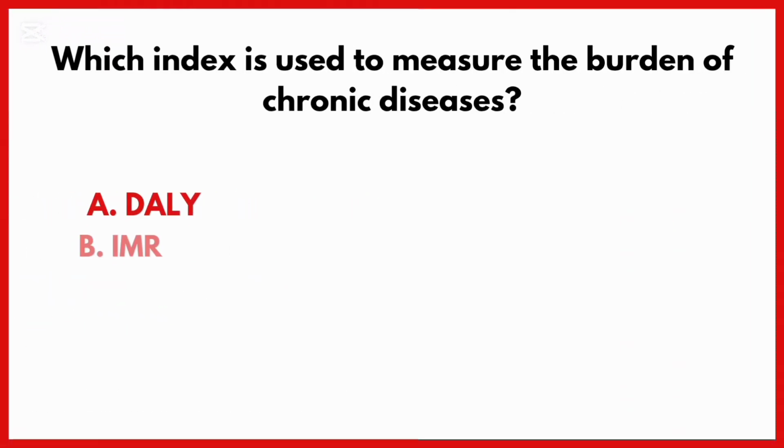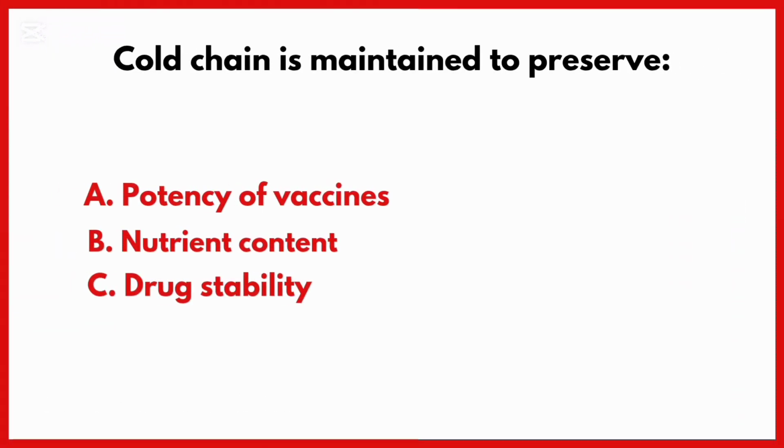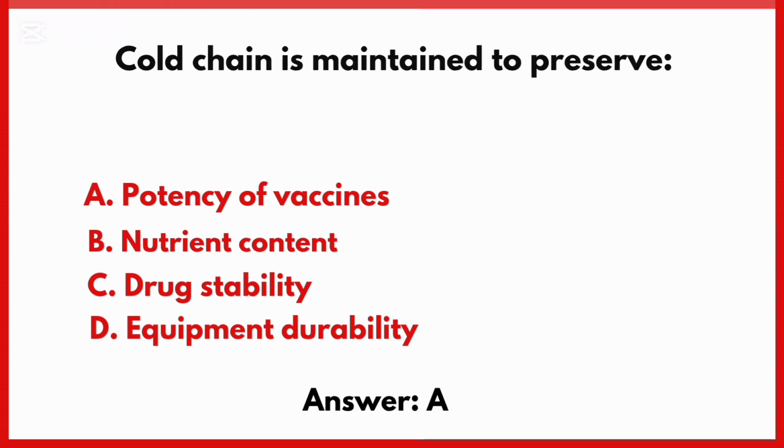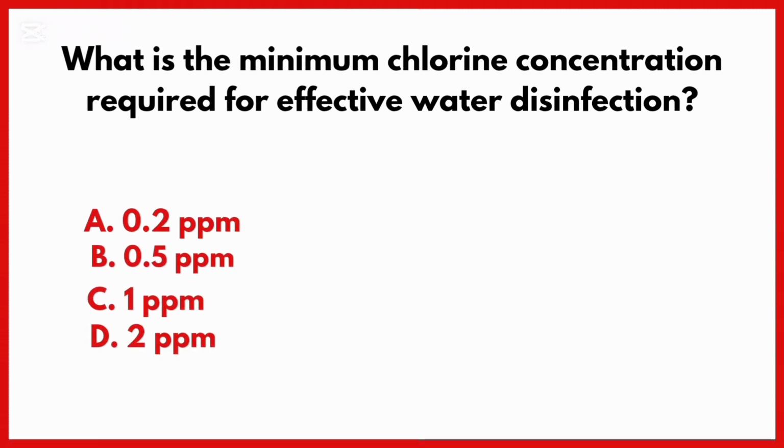Which index is used to measure the burden of chronic disease? Correct answer is option A. Cold chain is maintained to preserve. Correct answer is option A, potency of vaccine. What is the minimum chlorine concentration required for effective water disinfection? Correct answer is option B, 0.5.